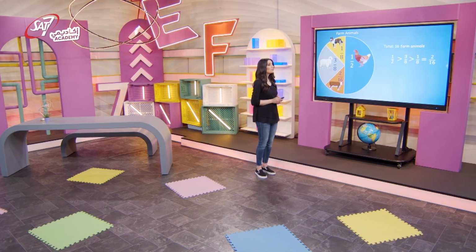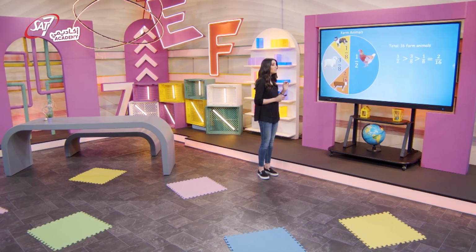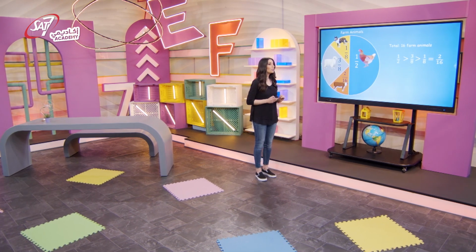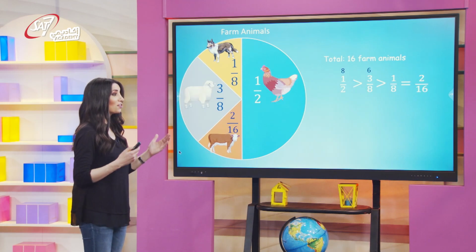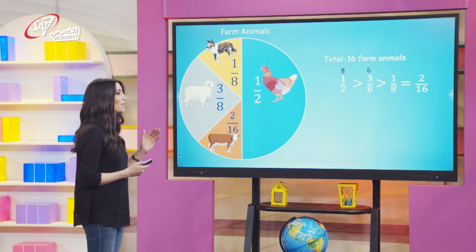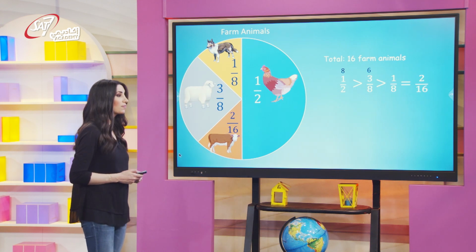Let's compare the first two fractions. They have different denominators, so we will cross multiply. 2 times 3 equals 6. 8 times 1 equals 8. 8 is the greater number, so 1/2 is the greater fraction.